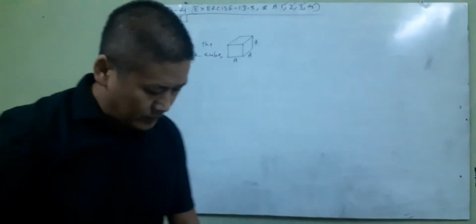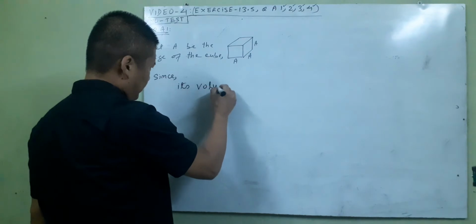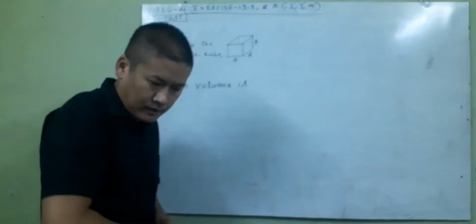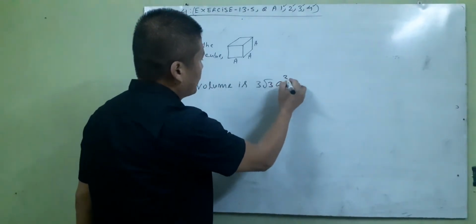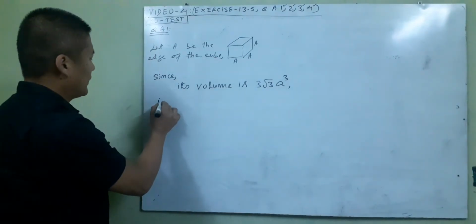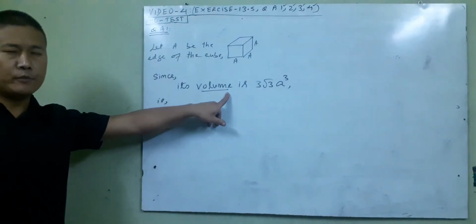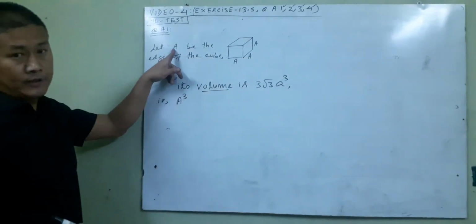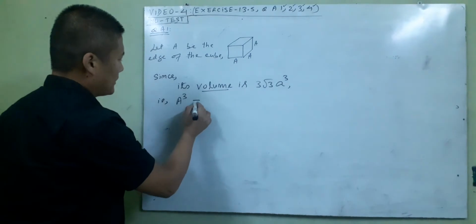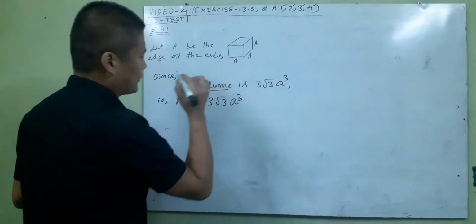Now, since the question clearly mentions in the first sentence that its volume is 3 root 3 a cube, please notice that. In other words, there is the volume of a cube formula that we know. At the beginning of the chapter, we dealt with the volume of a cube is a cube, and we put a capital because that's what we decided to put as the edge. Is means equal, then this is the value 3 root 3 a cube.